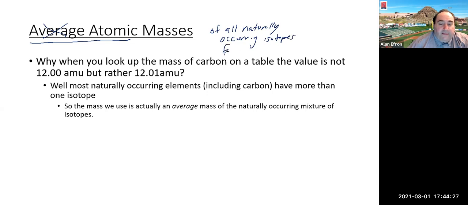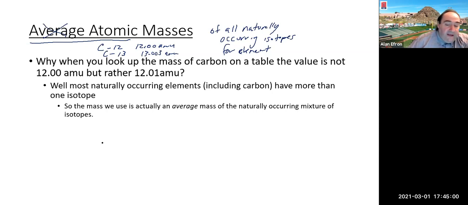for that element. So if you remember, an isotope is the same element, but it has a different mass because it has a different number of neutrons present. And that's, again, what makes something an isotope. So when we look at something like carbon, for example, there's the carbon-12 isotope that's got a mass of 12. There's also the naturally occurring carbon-13 isotope that has a mass of about 13.